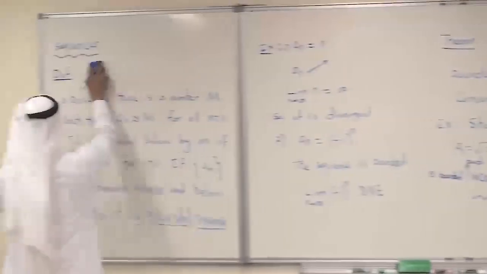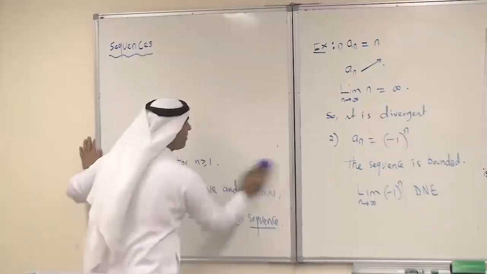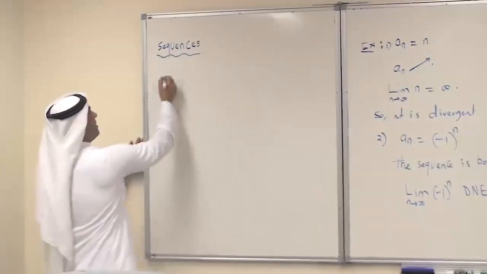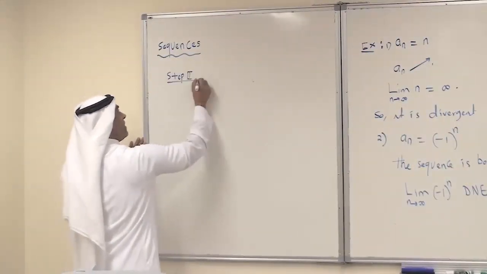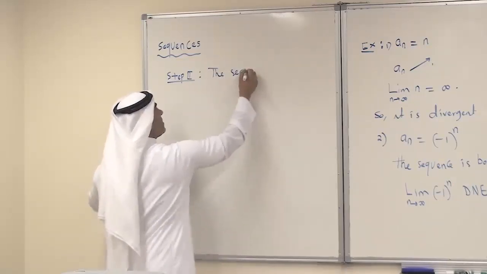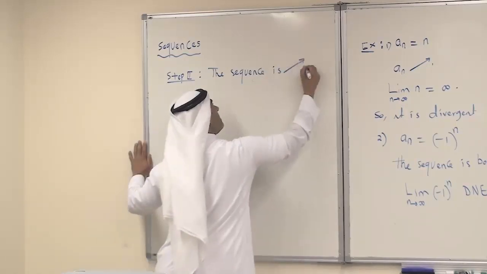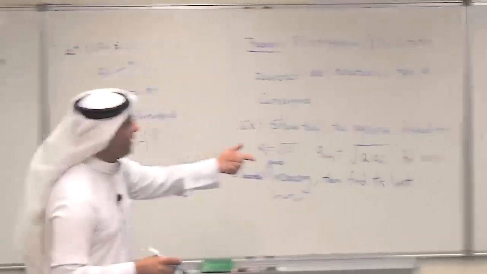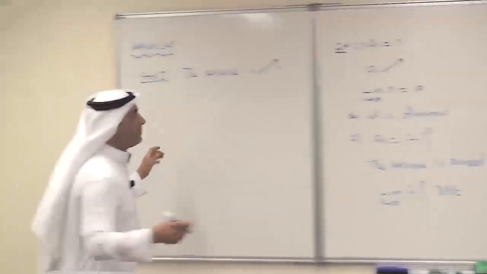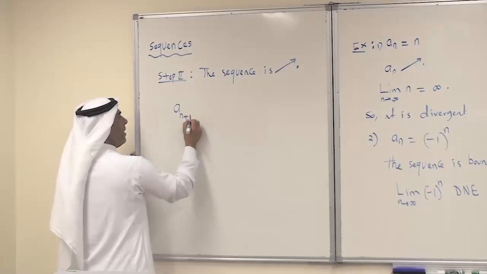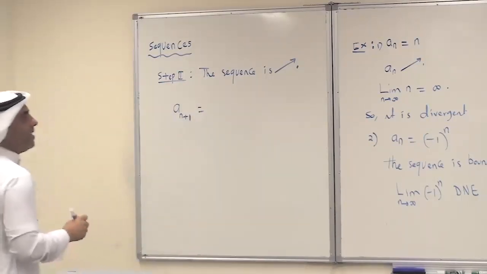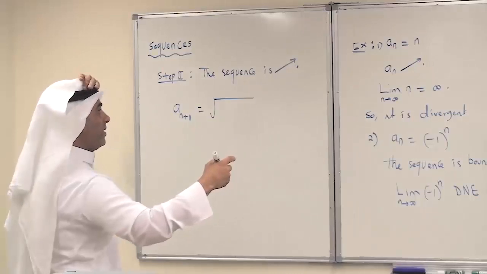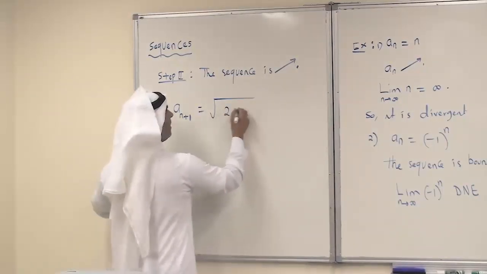What is next? I need to show that this sequence is increasing. Why is it increasing? So what I need to do now, step number 2, I need to prove that the sequence is increasing. How to prove it is increasing? I need to prove that an plus 1 is greater than an. That's very simple here. What is an plus 1? According to the definition we have, an plus 1 is equal to the square root of 2 times an.